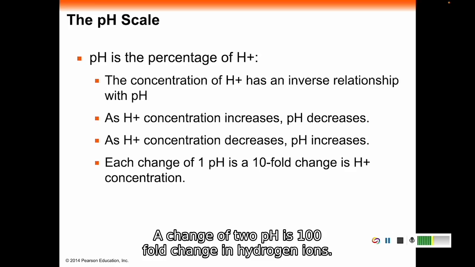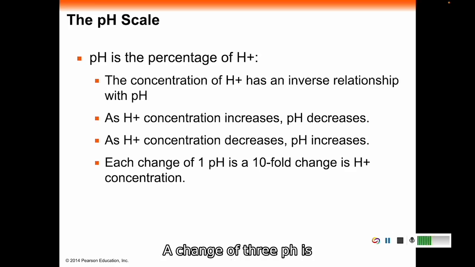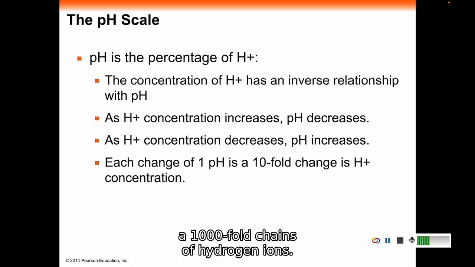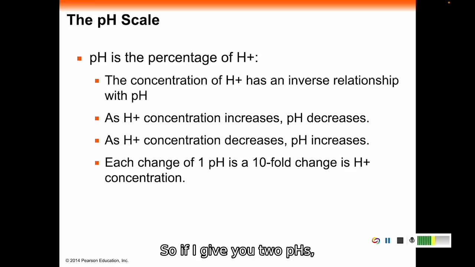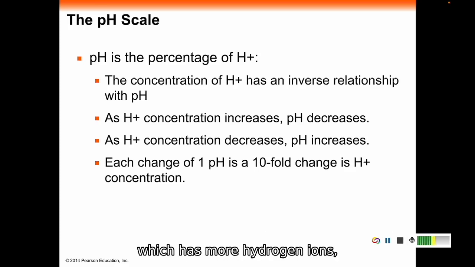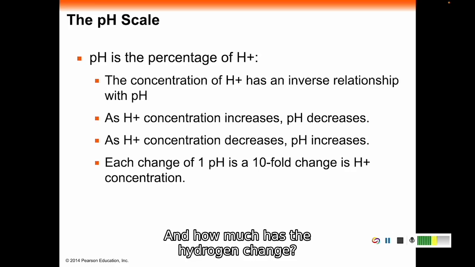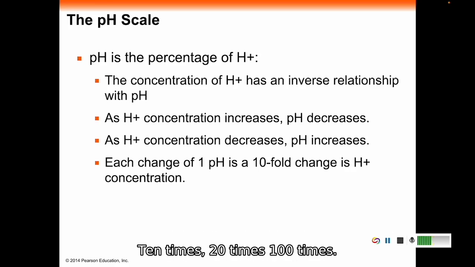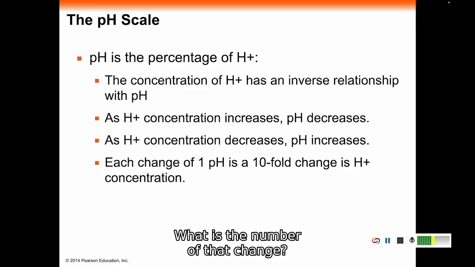A change of 2 pH is a 100-fold change in hydrogen ions. A change of 3 pH is a 1,000-fold change in hydrogen ions. So if I give you 2 pHs, be able to tell me which is an acid, which is a base, which is neutral, which has more hydrogen ions, which has fewer hydrogen ions, and how much the hydrogen has changed: 10 times, 20 times, 100 times? What is the number of that change?